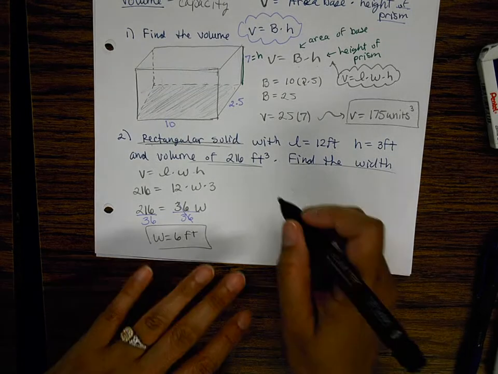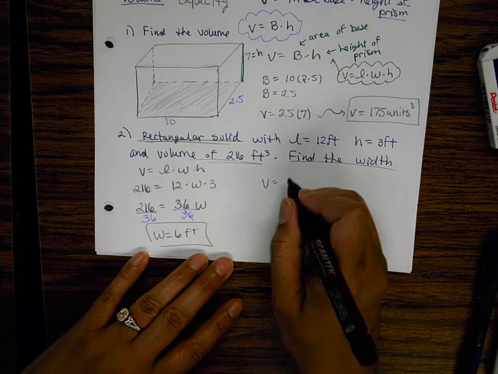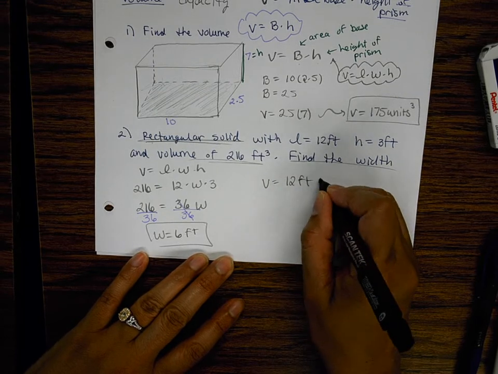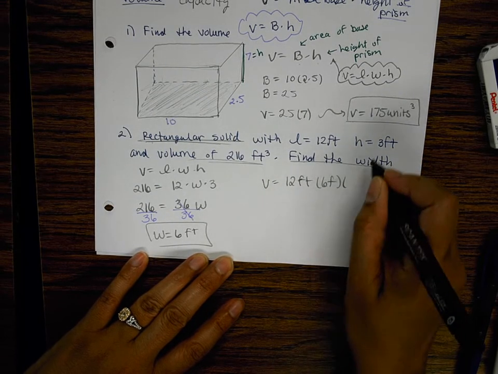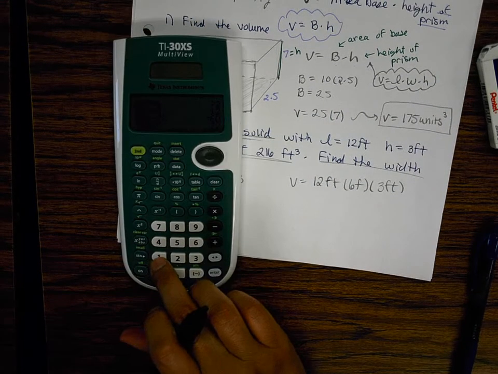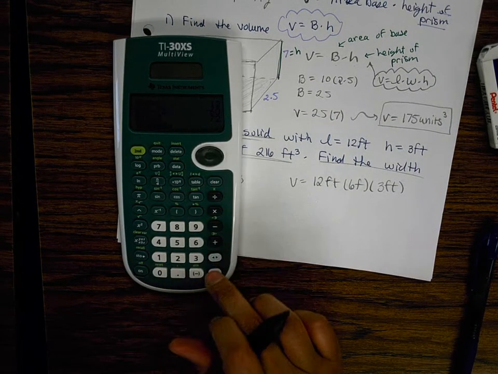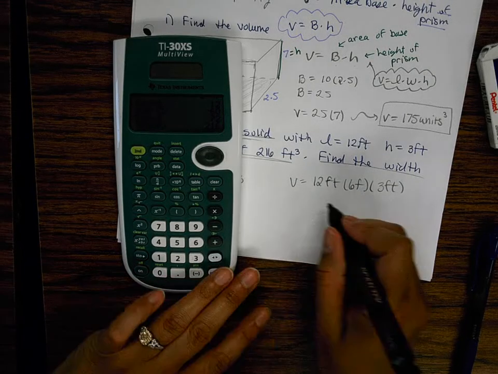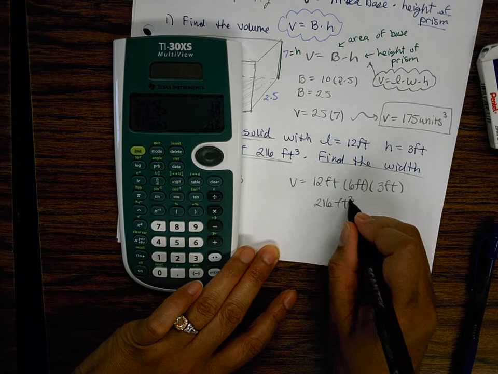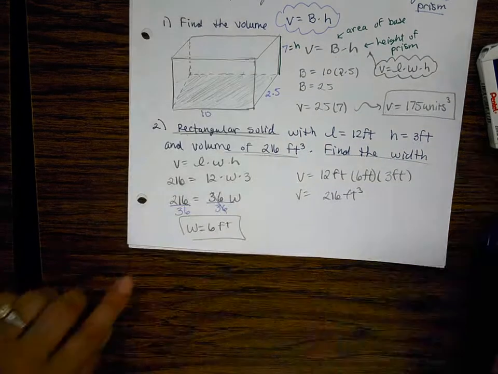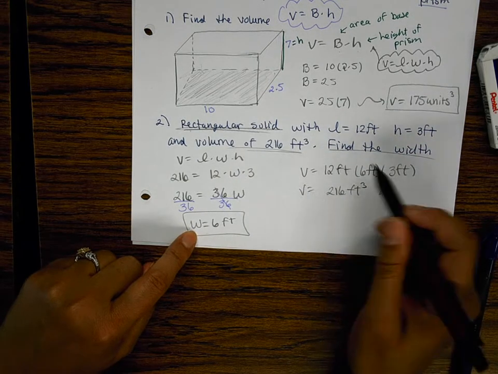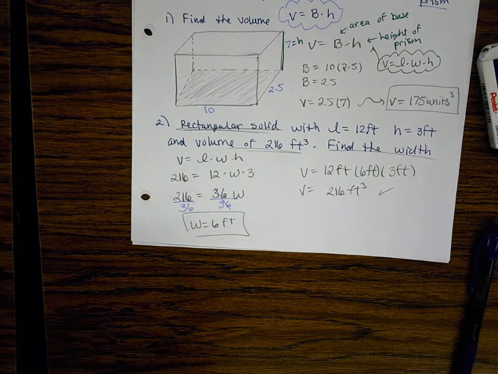And you can test it. Volume equals length 12 times width, which we just found to be 6, and this is all feet, times height, which is 3 feet. And if you plugged in 12 times 6 times 3, let's try it. 12 times 6 times 3 equals 216. Feet times feet times feet is feet cubed. And there's your volume. It checks. The volume they gave you was indeed 216 feet cubed. Here's your answer. This is our check work. Okay, moving right along.